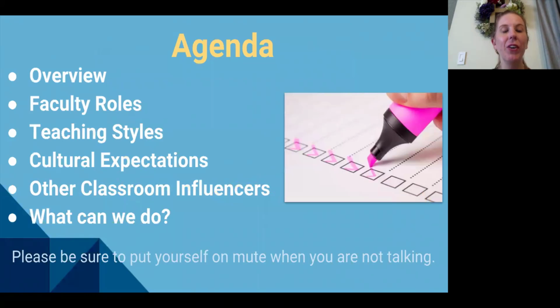Today, we will go over what expectations our students have. What expectations do they come into our classrooms with? We'll look at faculty roles. We will look at teaching styles, and consider how cultural expectations play a role in this situation. We'll look at a couple other classroom influencers and then think about what we can do.